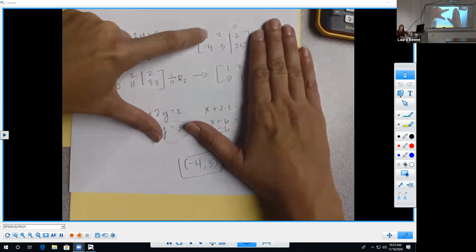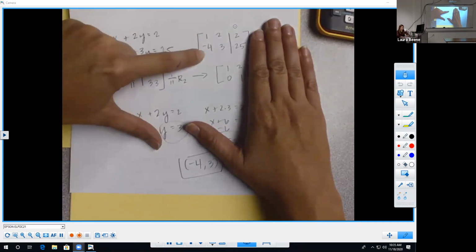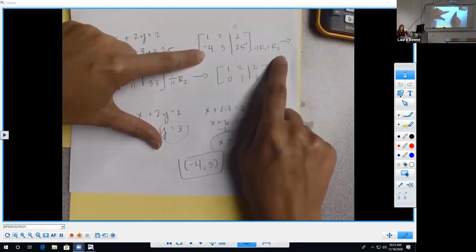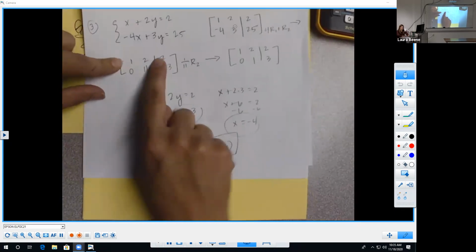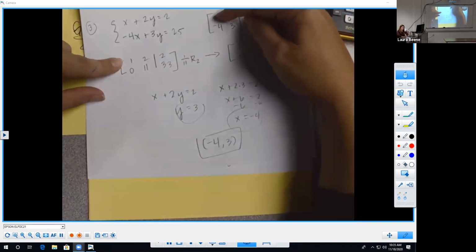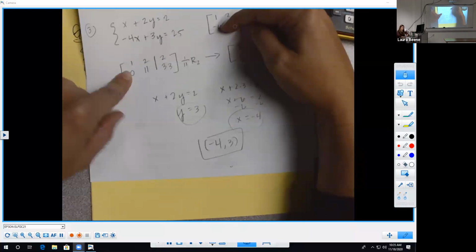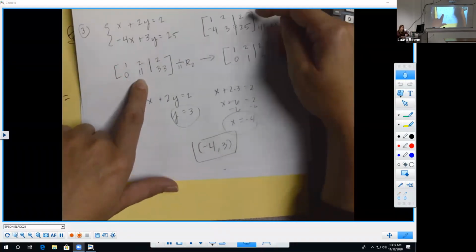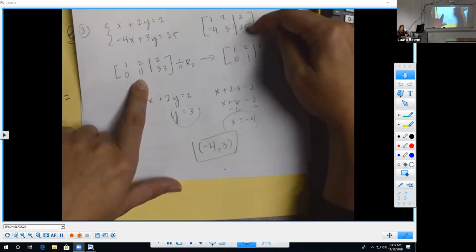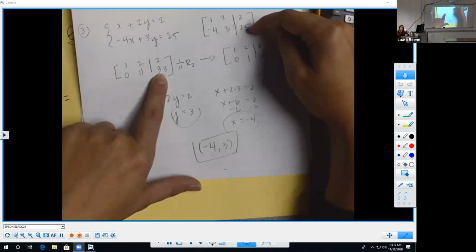I need to multiply this top row by 4 and add it to the bottom row. So that's 4 times row 1 plus row 2. When I do that, top row stays the same. 4 times 1 is 4. 4 plus -4 is 0. 4 times 2 is 8. 8 plus 3 is 11. 4 times 2 is 8. 8 plus 25 is 33, right?